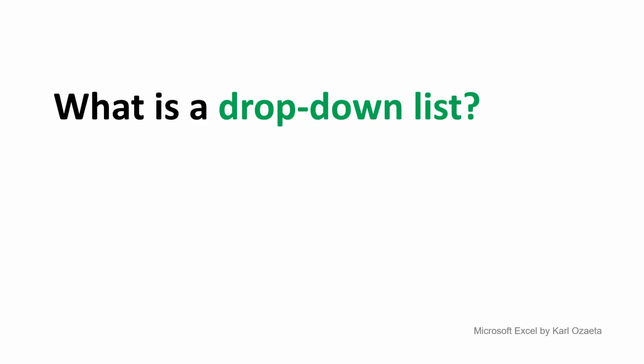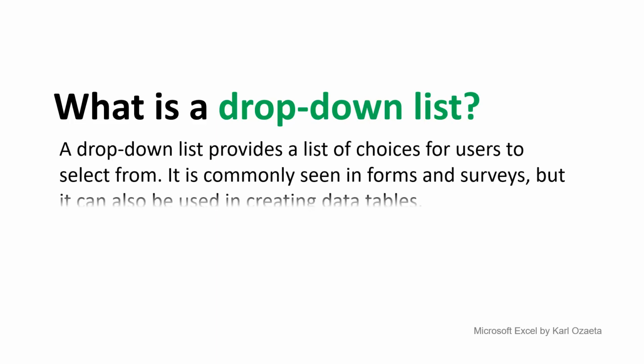What is a drop-down list? A drop-down list provides a list of choices for users to select from. It is commonly seen in forms and surveys, but it can also be used in creating data tables.